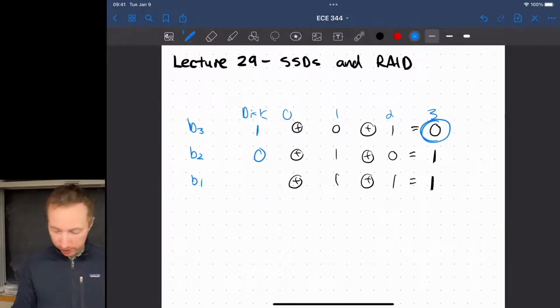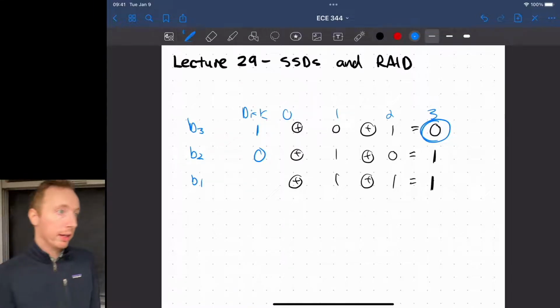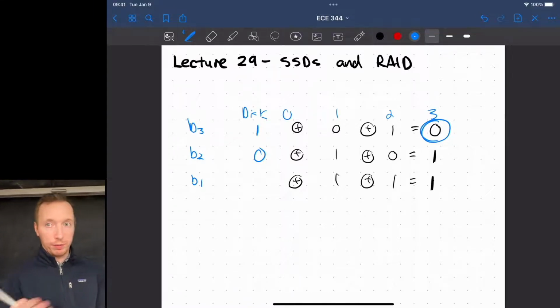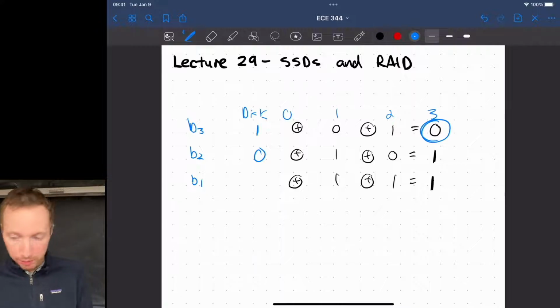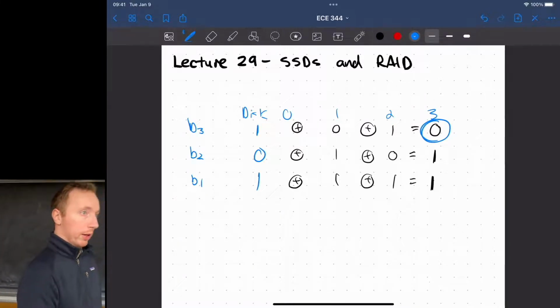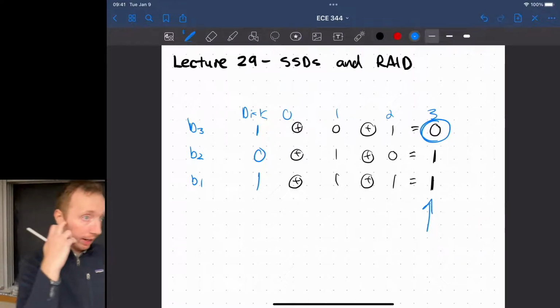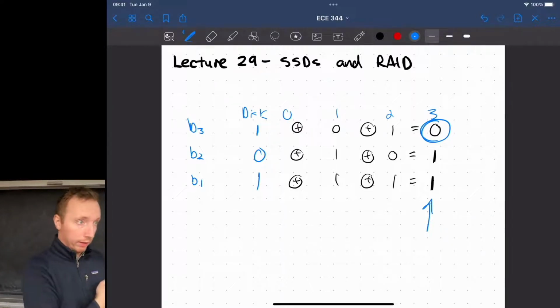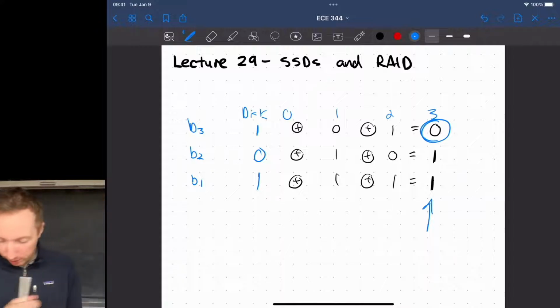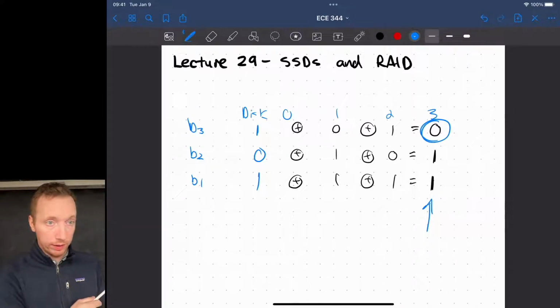Knowing that parity bit, and similarly for the last one, I have an unknown plus 1 plus 1, so unknown plus 2, and that has to be odd. If 2 plus some unknown is odd, that unknown has to be 1. So just knowing what was on disk 3, that parity information, knowing it's an XOR, we were able to recreate the data on disk 0.